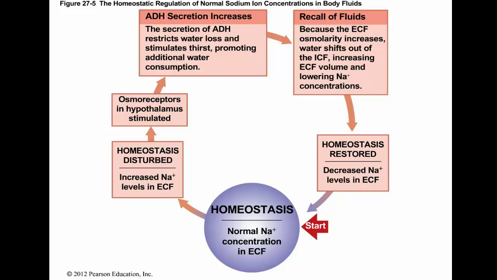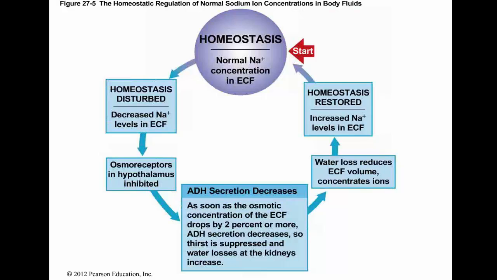So now what happens if there is a decrease in sodium? Here we're starting at the top of the diagram with the red arrow. So we have homeostasis currently, normal sodium concentration in extracellular fluid. Then we move along the arrow to the left where homeostasis is disturbed and there is a loss of sodium from the extracellular fluid. Again, the osmoreceptors in the hypothalamus are inhibited and antidiuretic hormone secretion decreases.